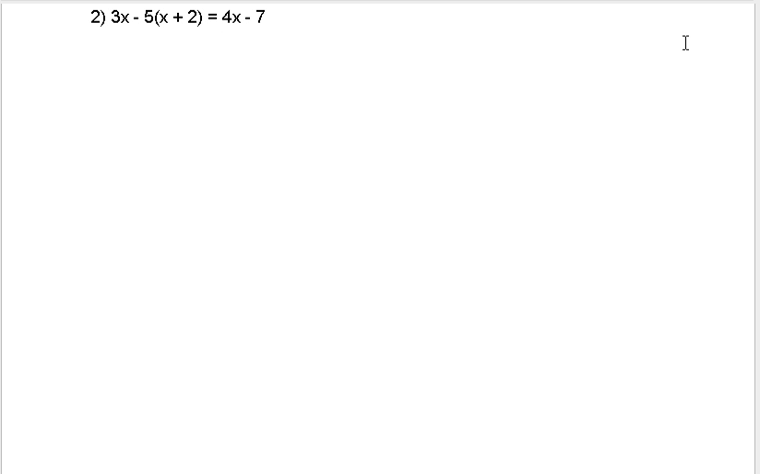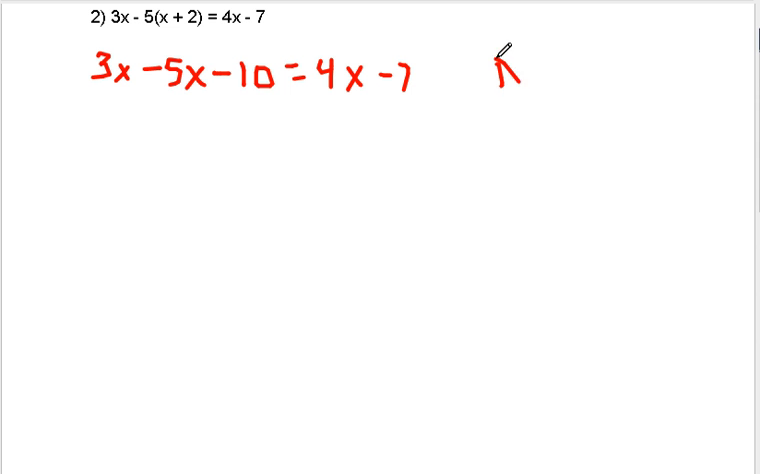Okay, 3x minus 5 times (x plus 2) equals 4x minus 7. So I've got to use the distributive property. This is kind of a tricky one because I'm distributing this, but this is minus this whole thing. So if I change that to plus negative 5, then this is minus 5x, and negative 5 times 2 is minus 10, which equals 4x minus 7.